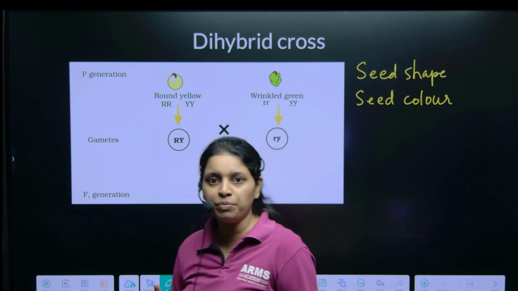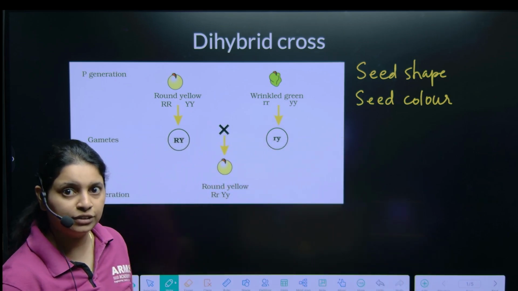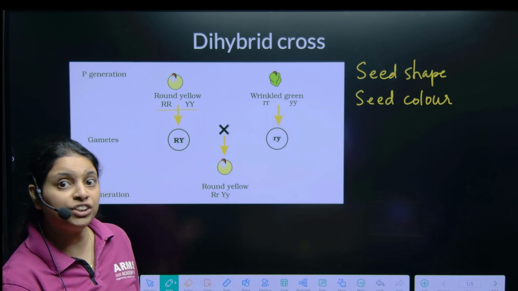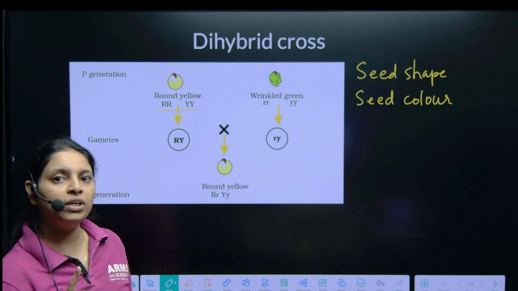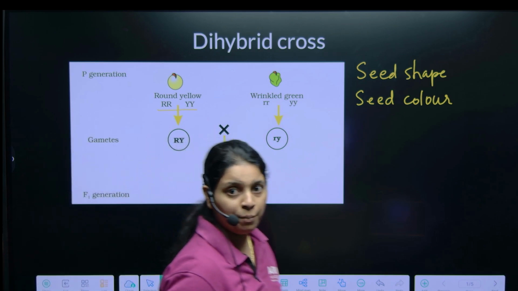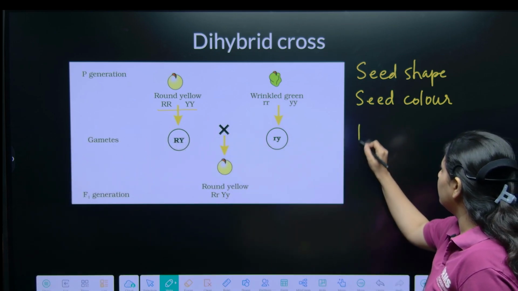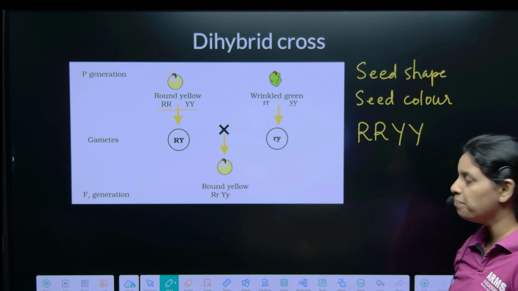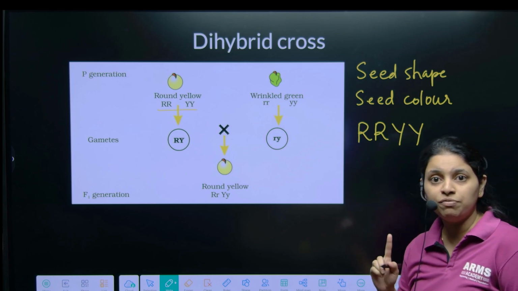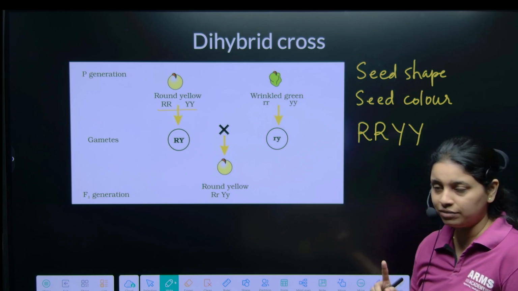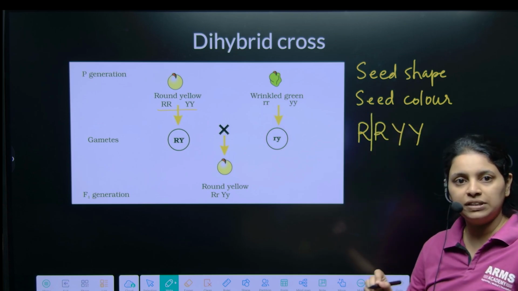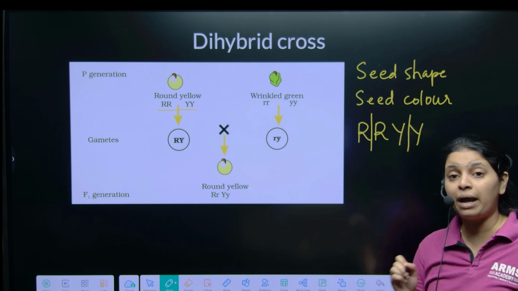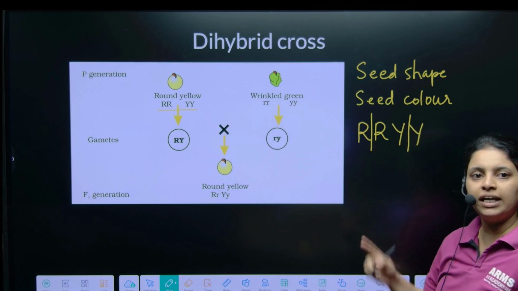Now, the first step here will be to form gametes. As both the characteristics, both the genes which you can see, are pure, only one type of gamete will form. How? Let's understand. See, here we have the parent capital R, capital R, capital Y, capital Y. According to the law of segregation which we have studied in the monohybrid cross, this RR will separate and this YY will also separate.